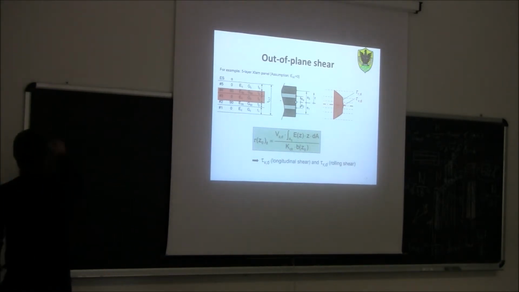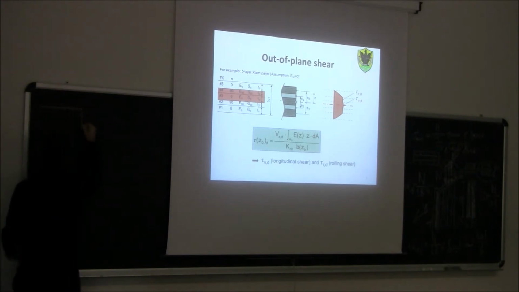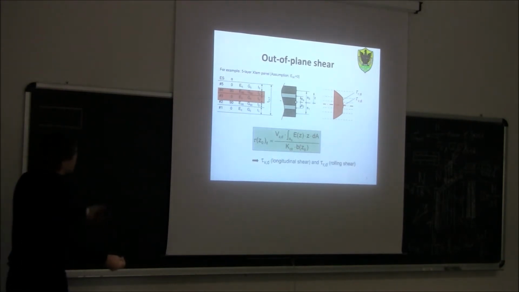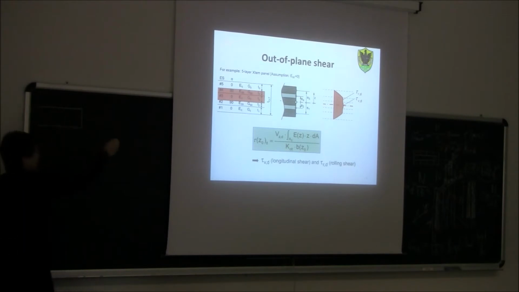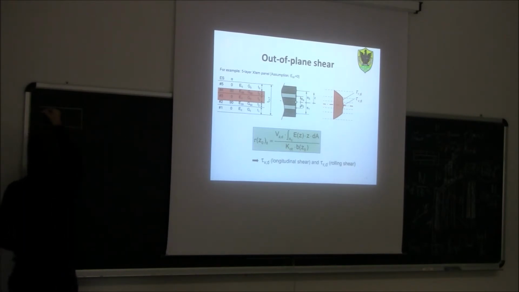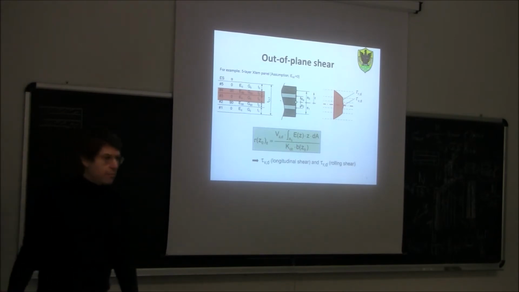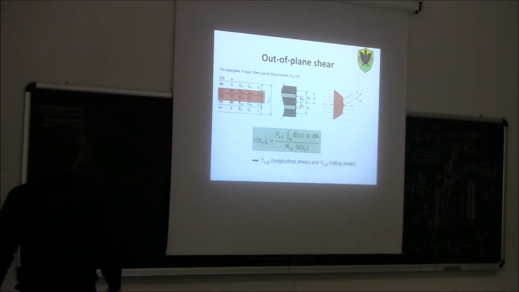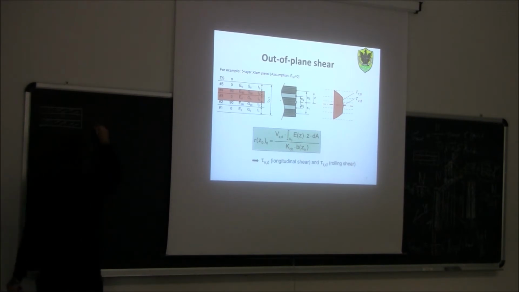So again, let's do it with a 3-layer, even though the 5-layer is more relevant, but okay, let's start with a 3-layer, like yesterday. Okay, so this is my cross-section. Suppose this cross-section is loaded in shear, out-of-plane shear. This is our T.